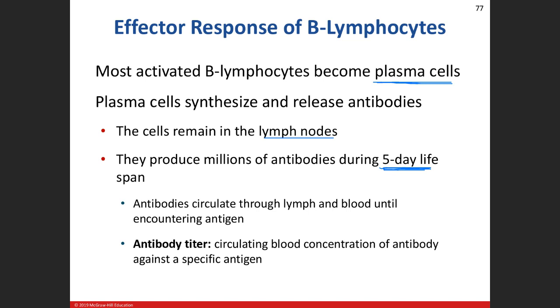So when people talk about, I'm going to get an antibody test for the coronavirus, what they're doing is they're checking the antibody titers. That's what they're doing. It's basically just checking how much of that specific antibody to the coronavirus you have in circulation. So we call that an antibody titer.